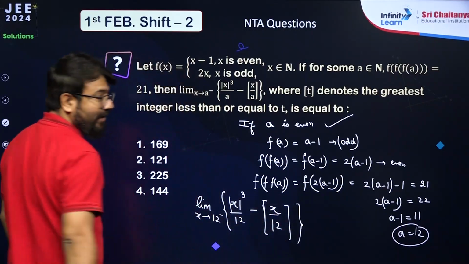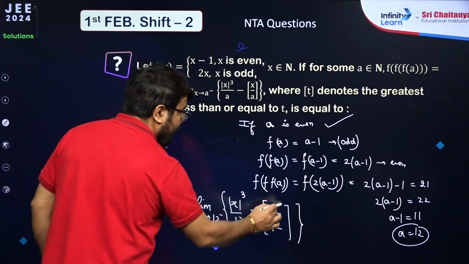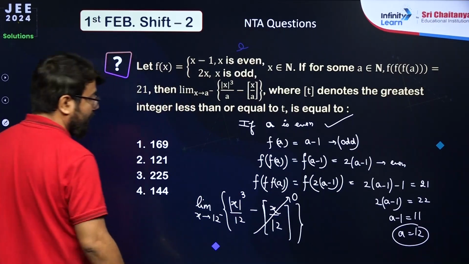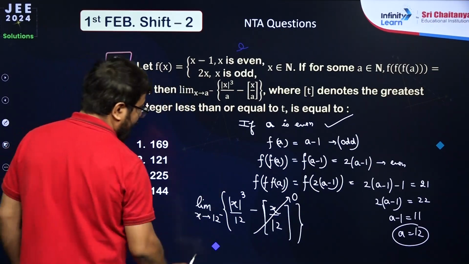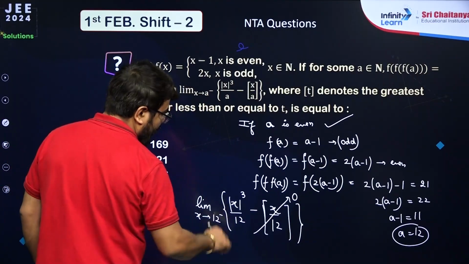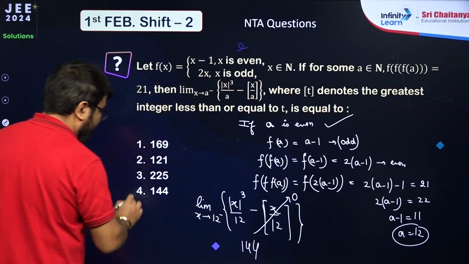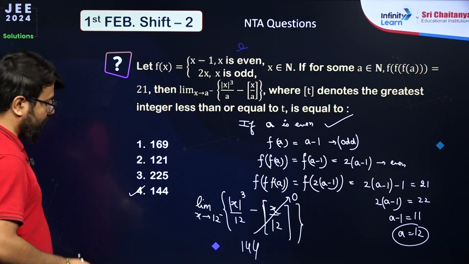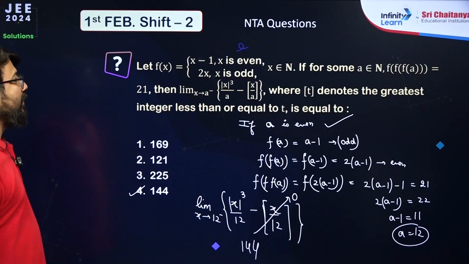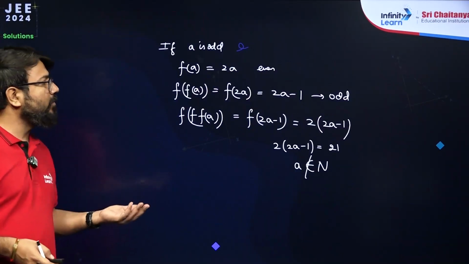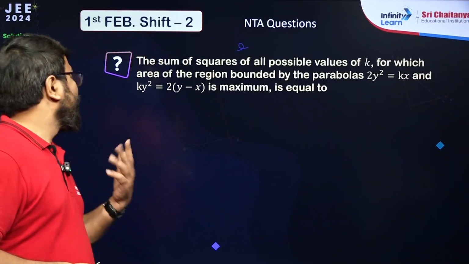Since x is 12 minus, that is why this greatest integer function will become 0. And here, if I keep 12, it will be 12 cube over 12, so 12 square will be there. So the result will be 144. 144 is given to us in the fourth option. That is why the fourth option will be the final answer. I hope you understood this problem, how we have done this. Moving ahead to the next one.